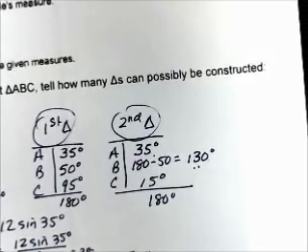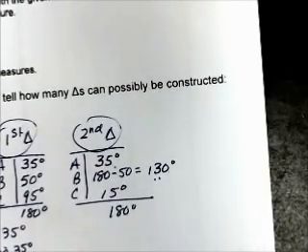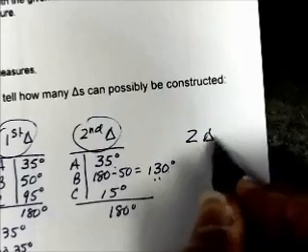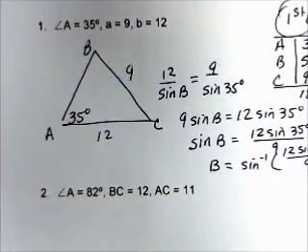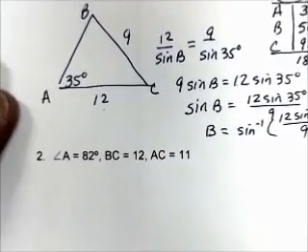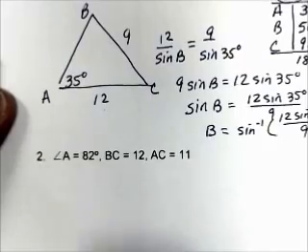So how many possible triangles can be constructed? 2 triangles for this particular problem. Number 2, angle A is 82 degrees, BC is 12, and AC is 11.